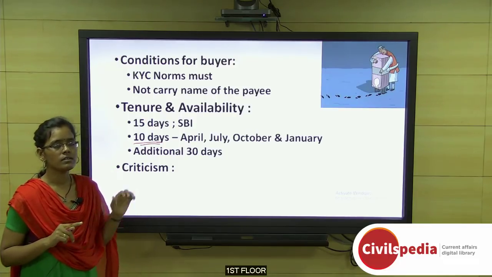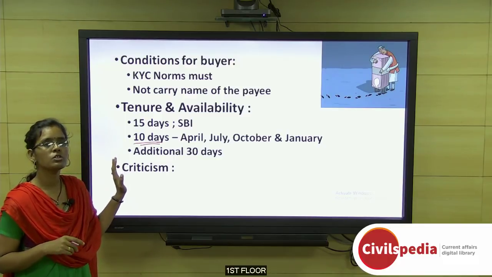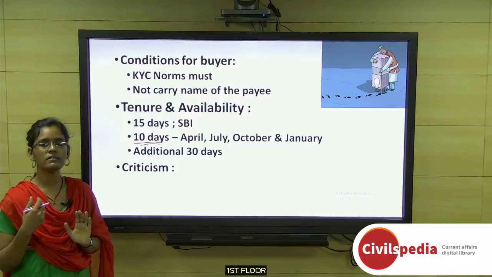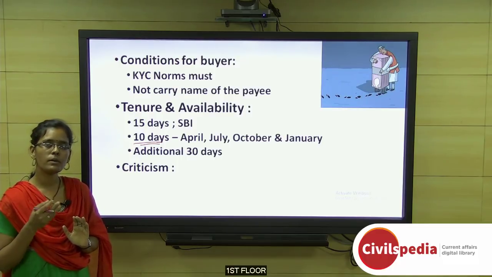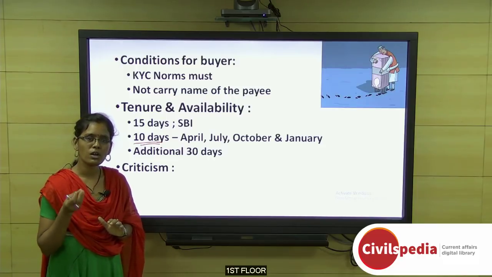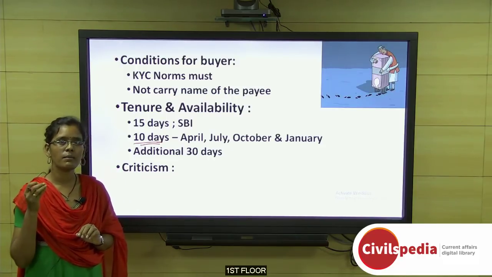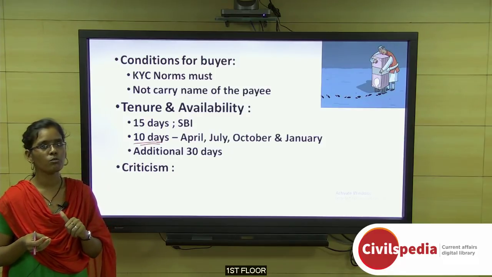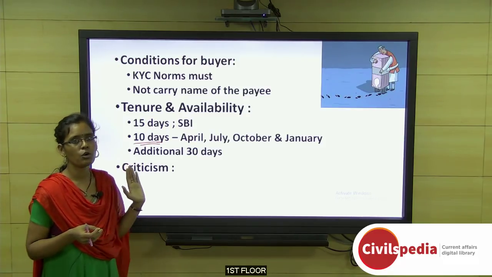So the main objective of this electoral bond is to cleanse political party funding and to increase transparency. But the anonymity given to this electoral bond shows that whatever little transparency is already available in the political system will be eroded. So that is the first and foremost major criticism with respect to this electoral bond.